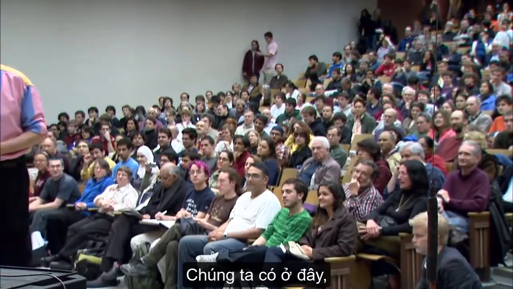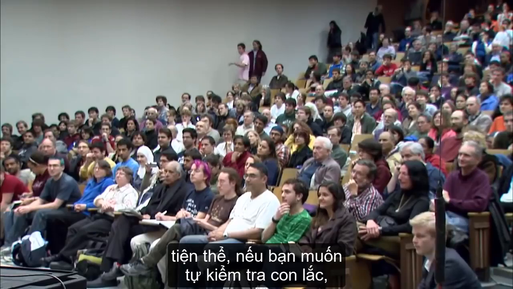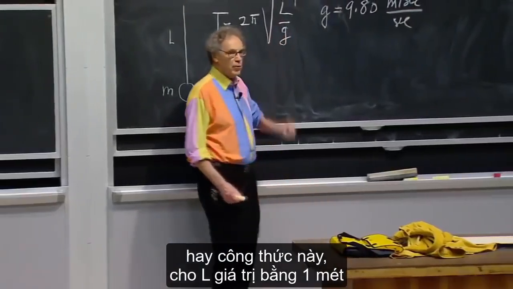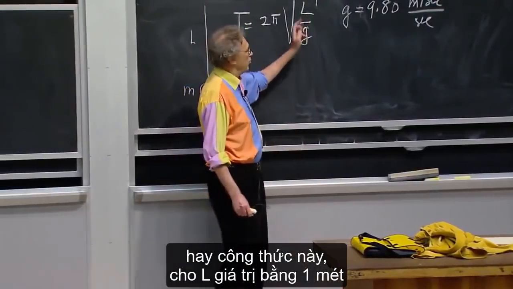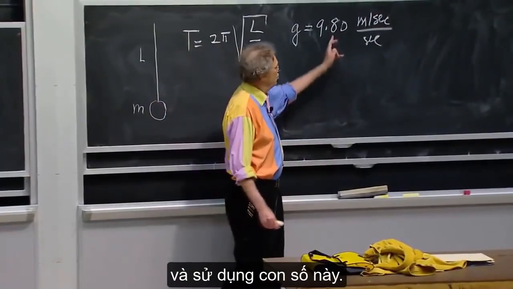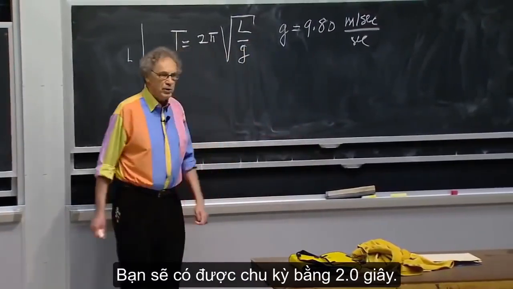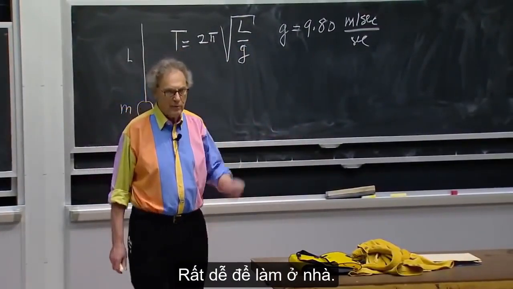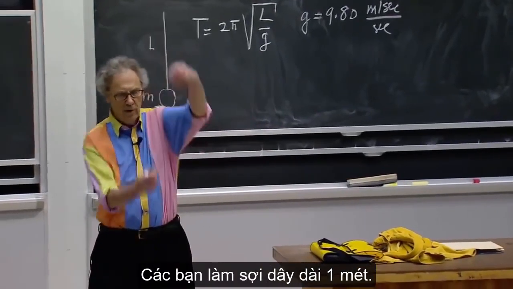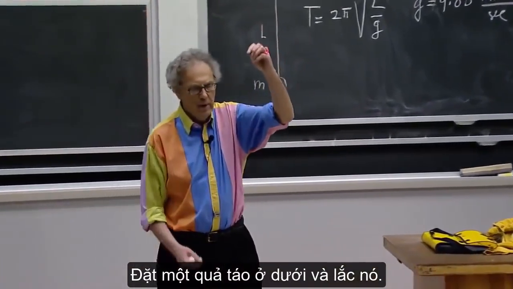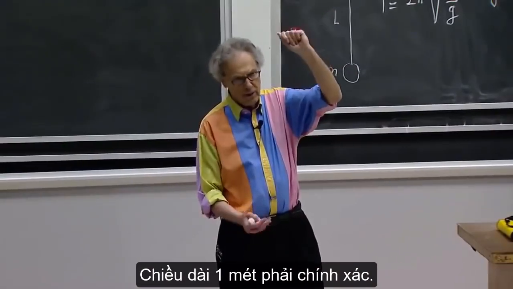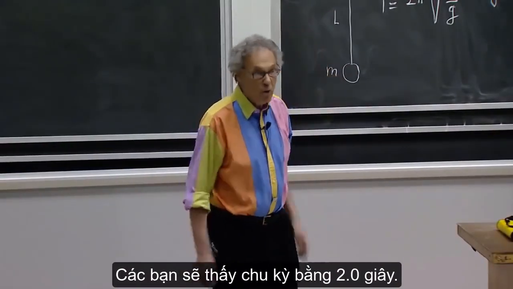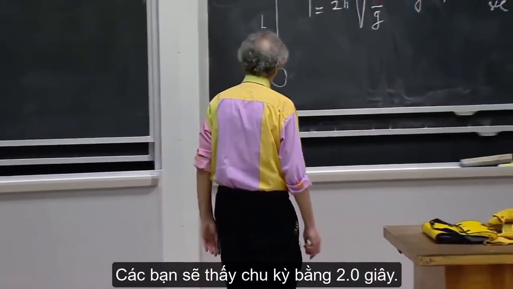We have here, by the way, if you ever want to test this equation for yourself, put in L equals 1 meter. And use this number, you will get a period of 2.0 seconds. It's very easy to do at home. You make one meter, you put an apple at the bottom, and you swing it. No, the 1 meter has to be accurate. You see that it's going to be 2.0 seconds.